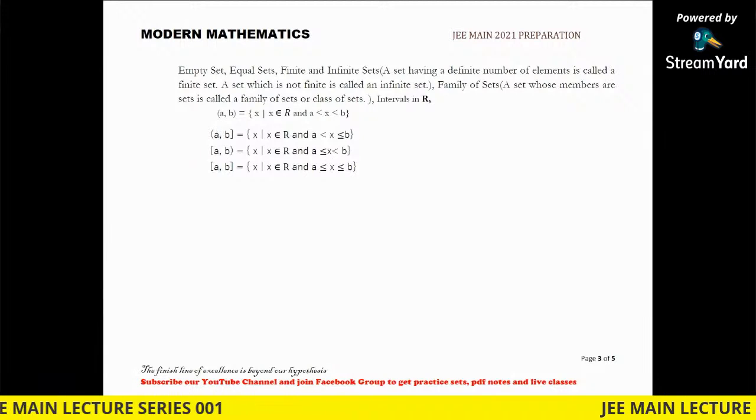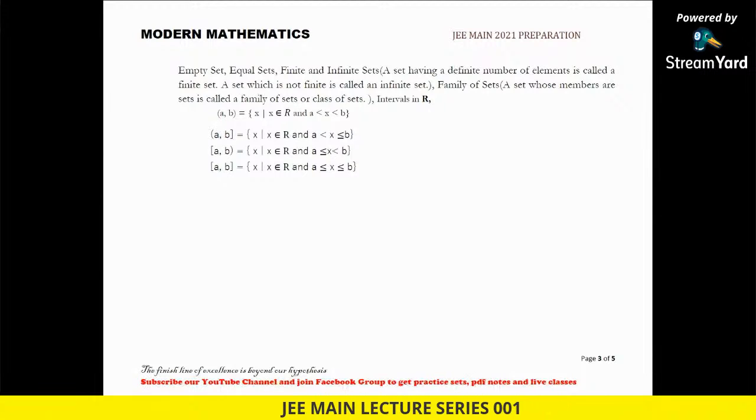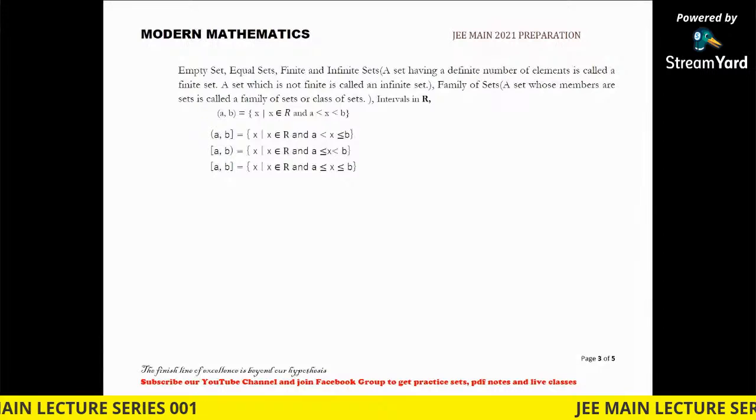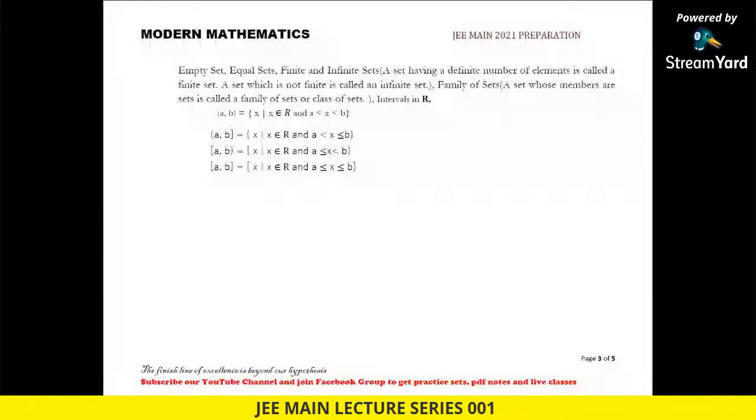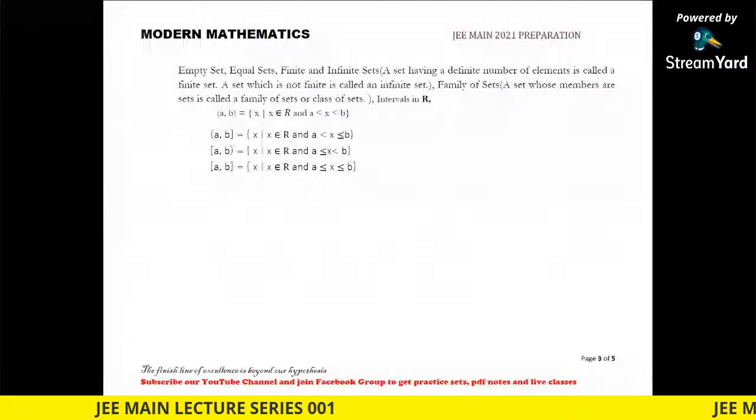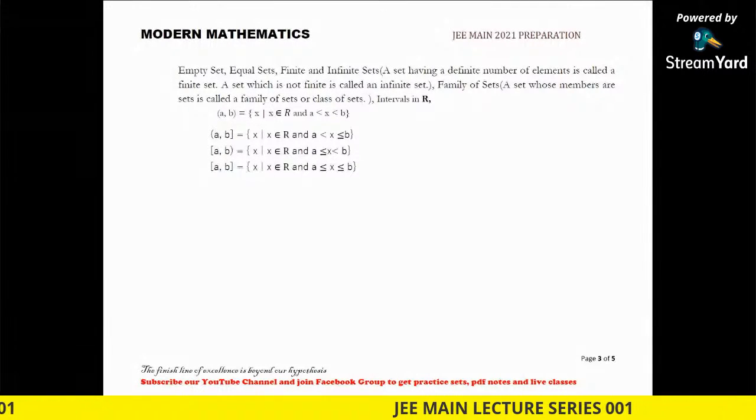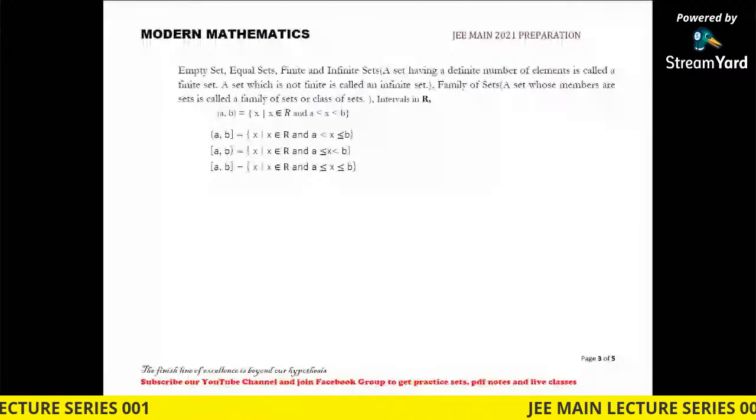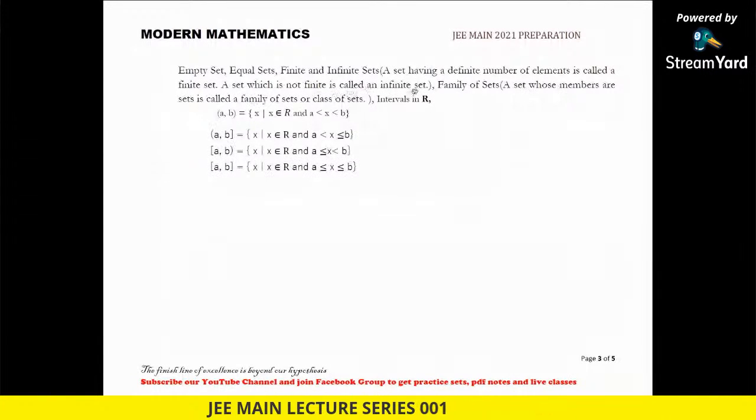Next important topic is the finite set and infinite set. This is a classification of a set according to the number of elements of the set. A set having a definite number of elements is called a finite set. A set which is not finite is called infinite.